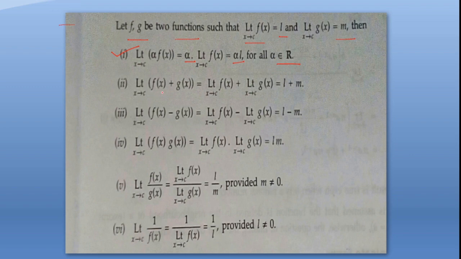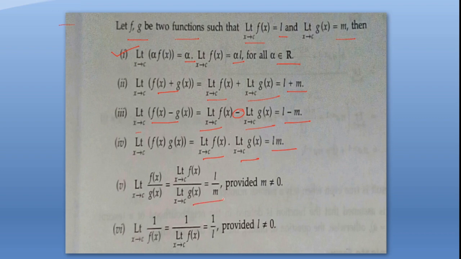Next, if we are adding two functions, that is f(x) plus g(x), then we can separate the limits in this form. The limit of f(x) as x tends to c plus the limit of g(x) as x tends to c, that is equal to l plus m. Same for subtraction, we can separate in this way, the limit of f(x) minus g(x) as x tends to c, we can separate as the limit of f(x) as x tends to c minus the limit of g(x) as x tends to c, which will be l minus m. Same for multiplication, we can individually write the limits, then we can write l into m.